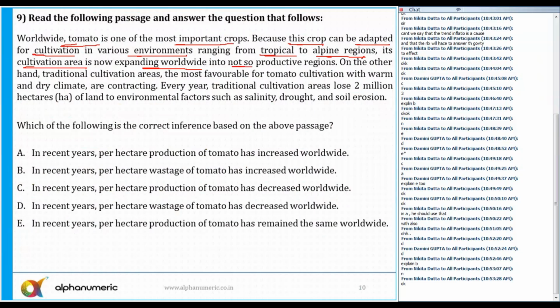Okay. On the other hand, traditional cultivation areas, that means which are most favorable for tomato cultivation with warm and dry climates, the traditional cultivation areas are contracting. Every year, traditional cultivation area loses 2 million hectares of land to environmental factors such as salinity, drought, and soil erosion. If this information is true, which of the correct inferences can be made based on this passage? What do you think?